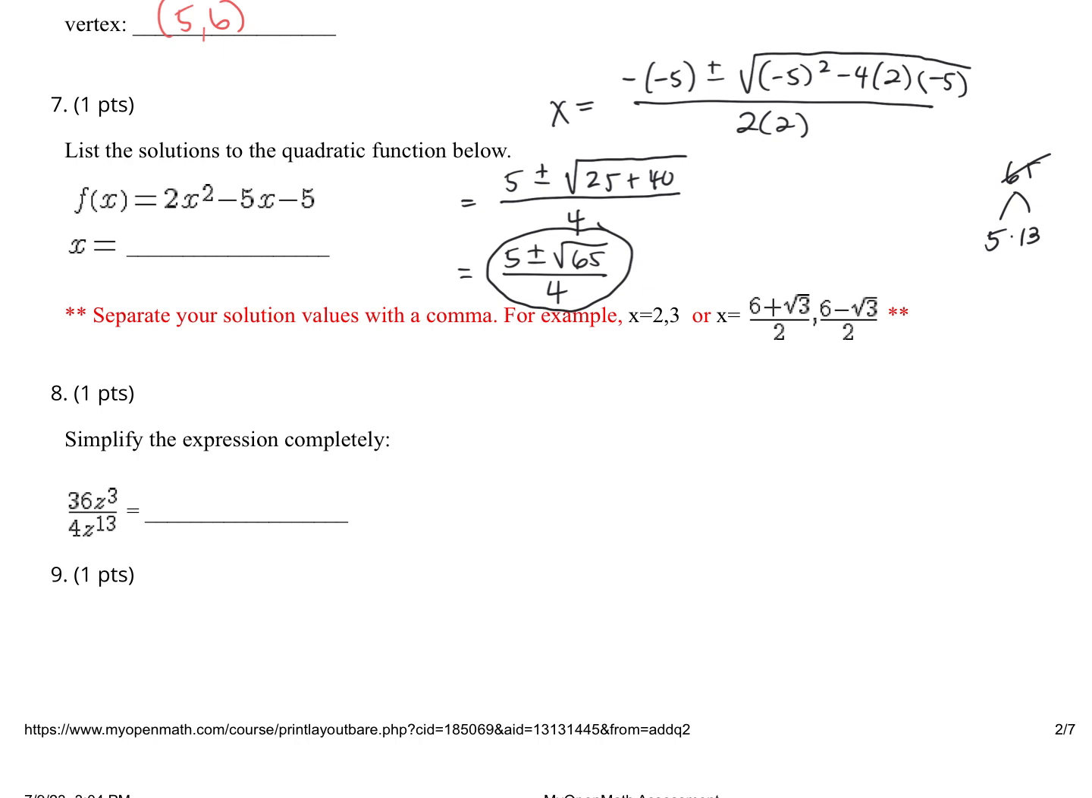All right, next we have number 8, simplify the expression completely. So we're just dividing here. So 36 divided by 4 is 9. Since 36 is on top and it's larger, the 9 is going to go on top. Z's, notice that we have more z's on the bottom. We have 3 z cubed on top. That means z times z times z. And on the bottom we have z to the 13th. So there are more z's on the bottom. So z is going to remain on the bottom. And then you subtract. So 13 minus 3 is 10. So 9 over z to the 10th is the answer for that one.